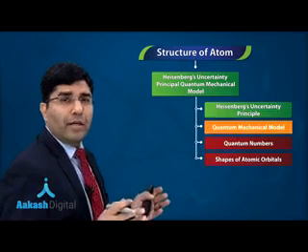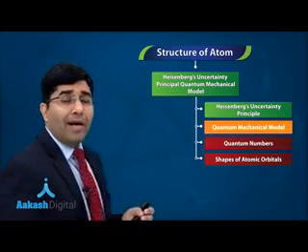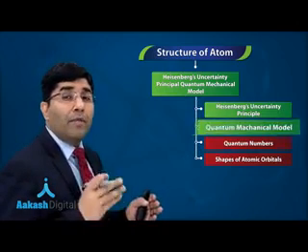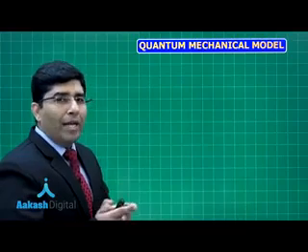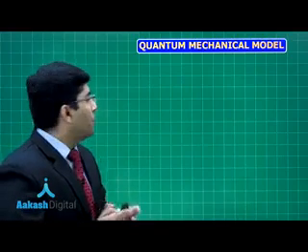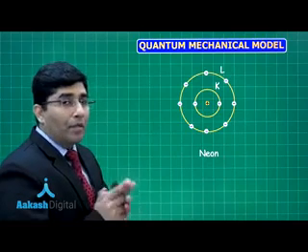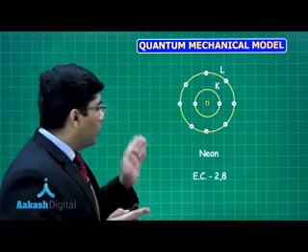So students, we just have discussed the Heisenberg uncertainty principle. Let's talk about the quantum mechanical model of an atom. Now, in the quantum mechanical model, let's discuss more about shell, subshell and orbital. Now, taking an example of the neon atom, the electronic configuration is 2-8.